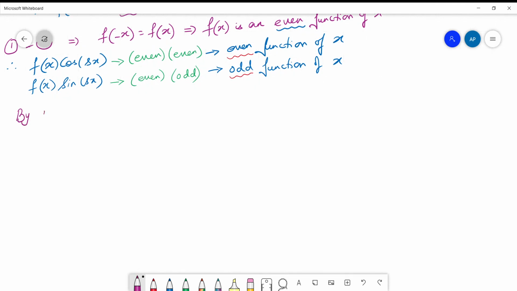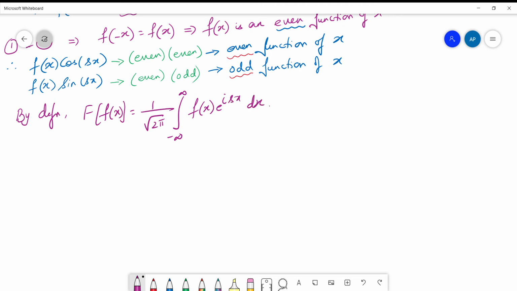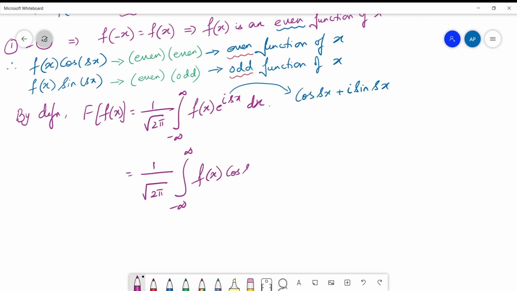So I'll write the definition of Fourier transform. The Fourier transform of f of x is 1 by root 2 pi integral minus to plus infinity f of x e to the power isx dx. Now we need to replace e power isx, as you are all aware, by cos sx plus i sin sx. We shall write it and split it into two integrals. So 1 by root 2 pi integral minus to plus infinity f of x cos sx dx plus i divided by root 2 pi integral minus to plus infinity f of x sin sx dx.